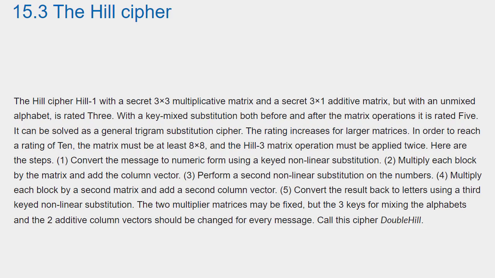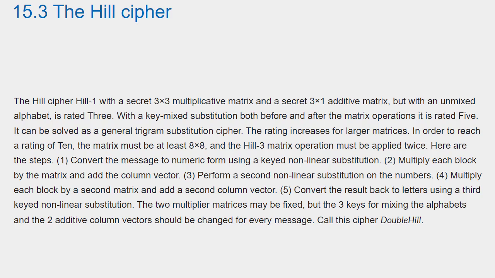The Hill cipher Hill 1, with a secret 3x3 multiplicative matrix and a secret 3x1 additive matrix, but with an unmixed alphabet, is rated 3. With a key mixed substitution both before and after the matrix operations, it is rated 5. It can be solved as a general trigram substitution cipher. The rating increases for larger matrices. In order to reach a rating of 10, the matrix must be at least 8 by 8, and the Hill 3 matrix operation must be applied twice.